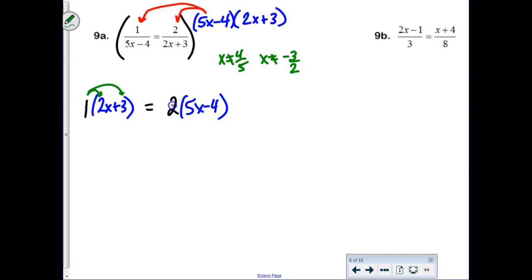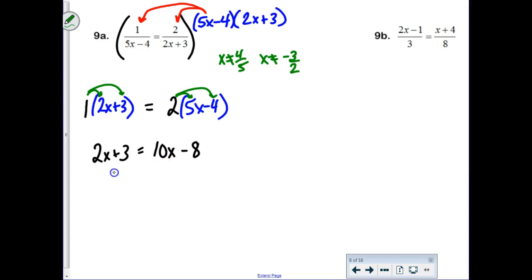Now, we normally distribute the 1. I'm not even going to refer to your butterfly method anymore, you know I hate it. Distributing a 1 is stupid, it's just 2x plus 3. But you do need to distribute the 2. 10x minus 8.